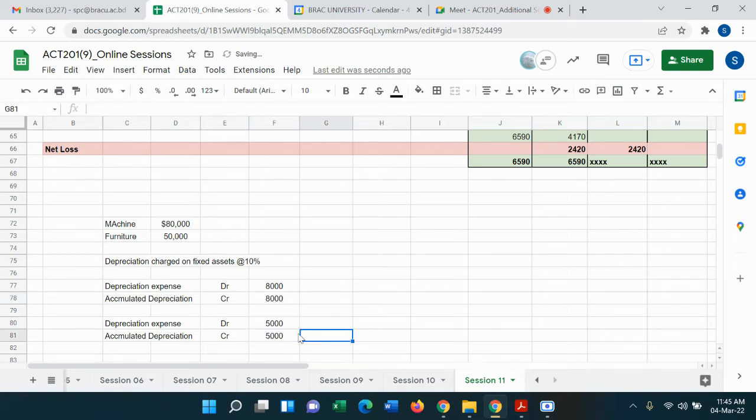Now, whenever we are creating the ledger, that will create confusion. Which depreciation expense is related to the machineries and which one is related to the furniture? Which accumulated depreciation is related to machine? Which accumulated depreciation is related to furniture? To avoid this confusion, how should we record it? We should record it like that: depreciation expense, machine, accumulated depreciation on machine.